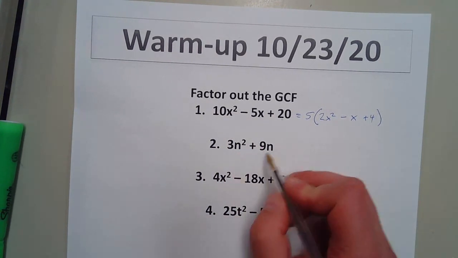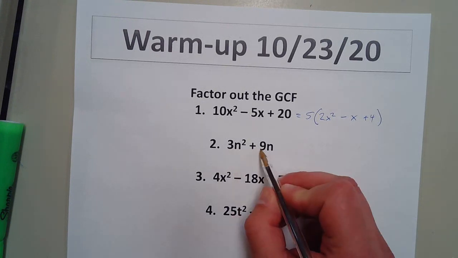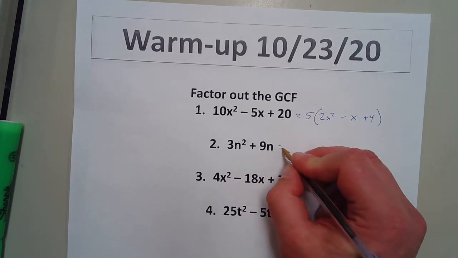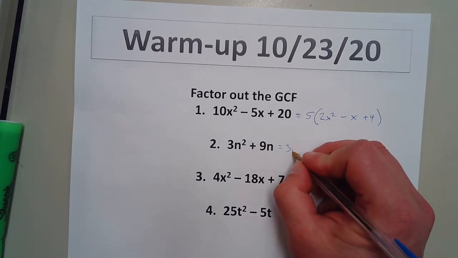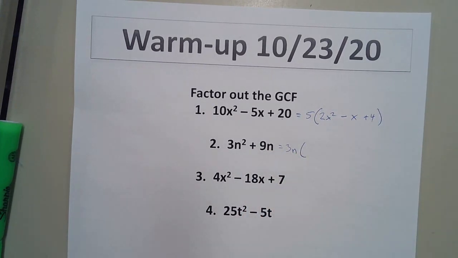Okay, so this one, just 2 terms. As far as the coefficients go, we can definitely factor a 3 out of those. And then actually in terms of the variables, they each have an n. So we can actually take a 3n out of each term.